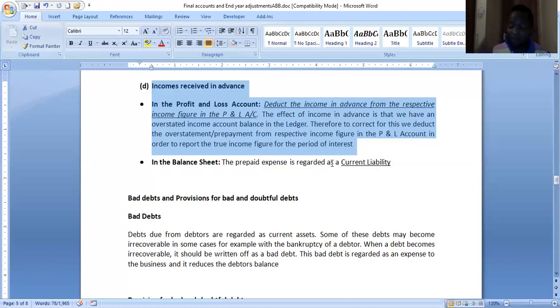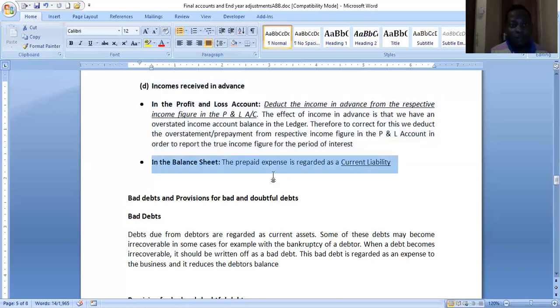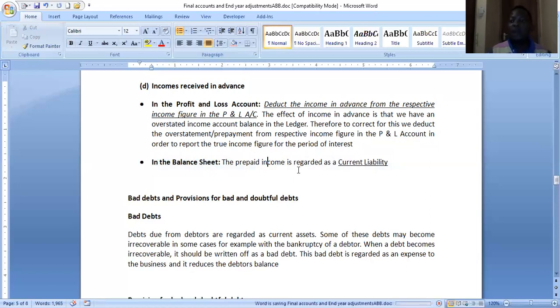So to correct for this, we deduct the prepaid income, or the income received in advance, from the affected income account in order to report the true figure of income. So when you have an income in advance, we deduct it from the affected income in order to record the true income figure. And in the balance sheet, the income in advance is regarded as a current liability.